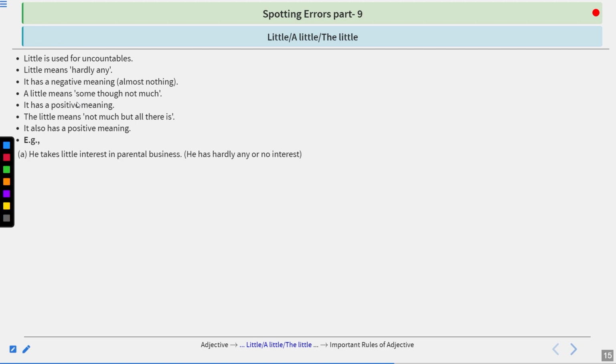Let's look at some examples. He takes little interest in parental business. So what does it mean? We have used little here, and little gives a negative meaning. So to give a negative meaning in a sentence, we use little with uncountable nouns, not with countable nouns. Here a speaker or a writer wants to give a negative meaning. That's why he or she has used little here. He takes little interest, which means he has hardly any or no interest, you can say.